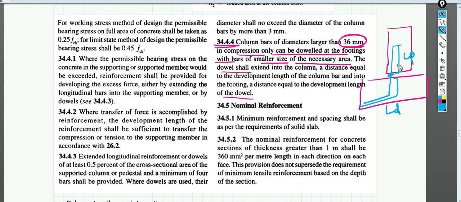Both the length should be LD. That means the total length of the dowel bar will be 2 LD. I think this case should be followed for all other kinds of columns also.